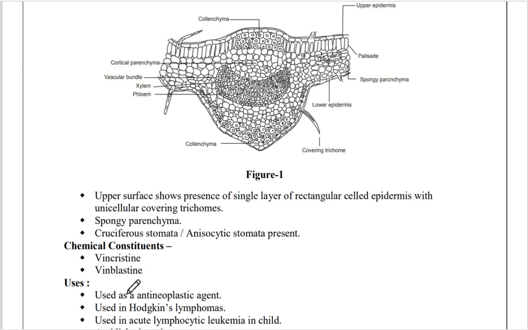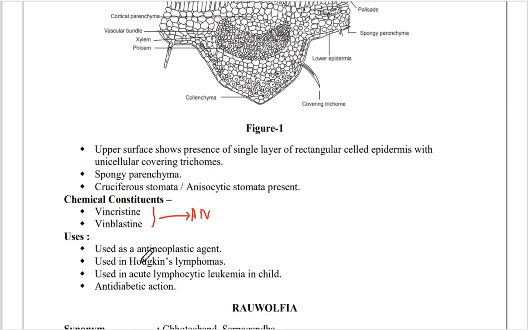Now the chemical constituents: two important chemical constituents of vinca are vincristine and vinblastine. These are important anti-neoplastic agents, or anti-cancer agents. These chemical constituents are used in neoplastic drugs, that is, anti-cancer drugs. So you can see this is used as an anti-neoplastic agent, that is, a cancer agent. It is used in Hodgkin's lymphoma, which is one type of cancer, and acute lymphocytic leukemia in children, which is again a lymph blood cancer in children.